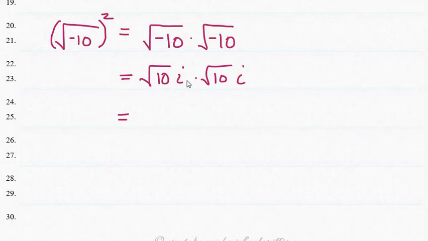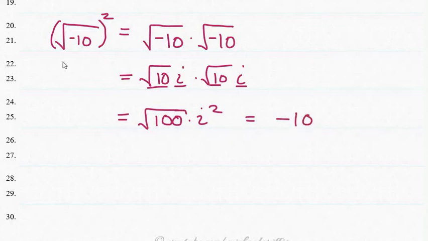Okay, we're skipping steps now. We have i times i, which is i squared. So this really becomes what? The square root of 100. You can rewrite both these under the radical, and 10 times 10 is 100 times i squared. But what's the square root of 100? 10. And what's this? Negative. So let's just bring that out. Now this makes logical sense, doesn't it? We have negative 10 times negative 10. And a negative times a negative is positive.